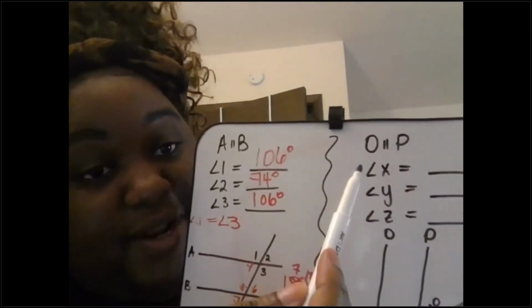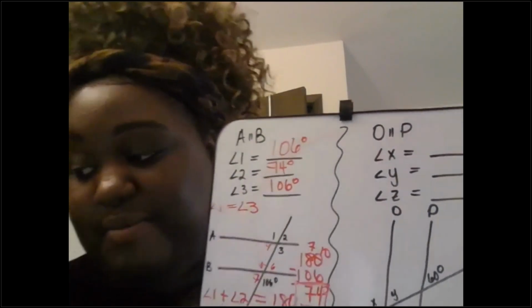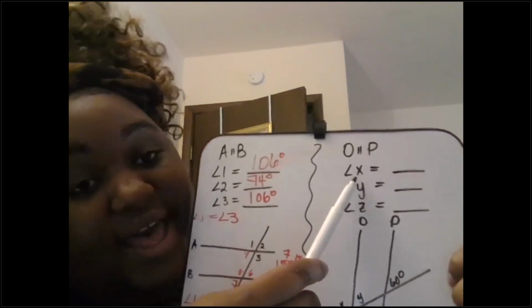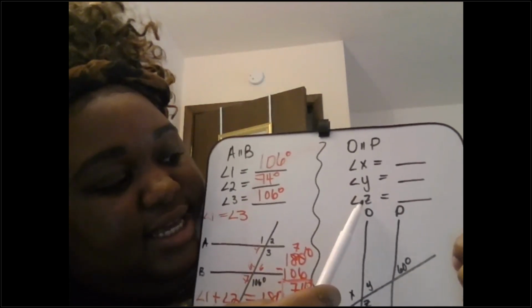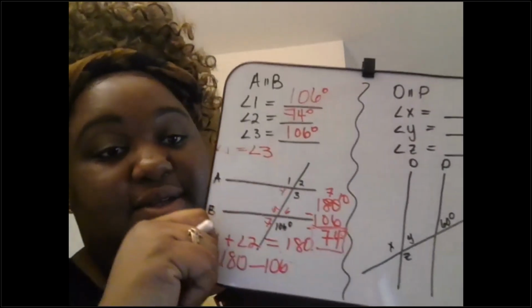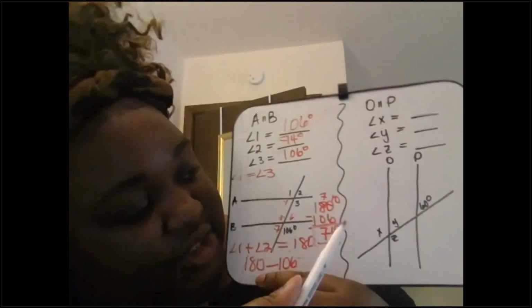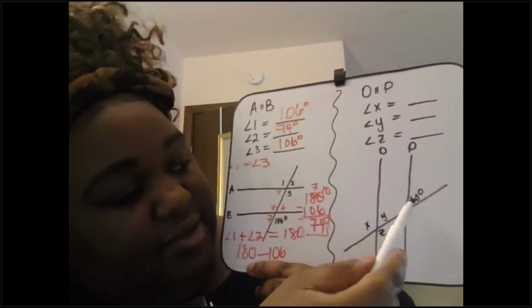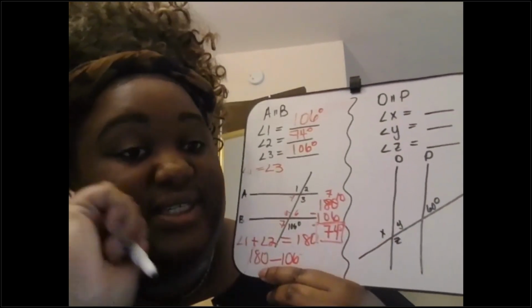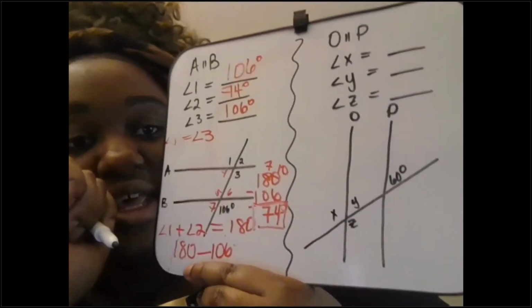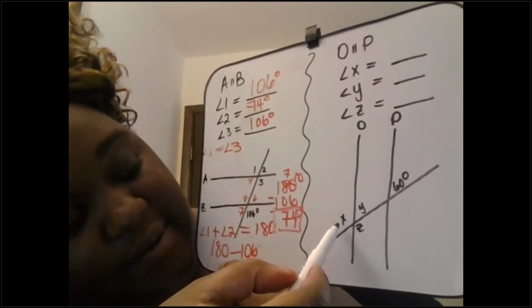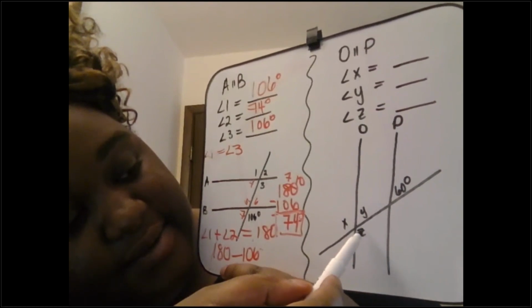They tell us that. Remember that symbol, the two lines? So O and P are parallel. And they want to know what is angle X, angle Y, and angle Z based off of those two lines. So the lines are parallel, and they have this transversal that cuts through. And they gave me one angle, which is 60 degrees. So knowing that, I can figure out what X, Y, and Z are.